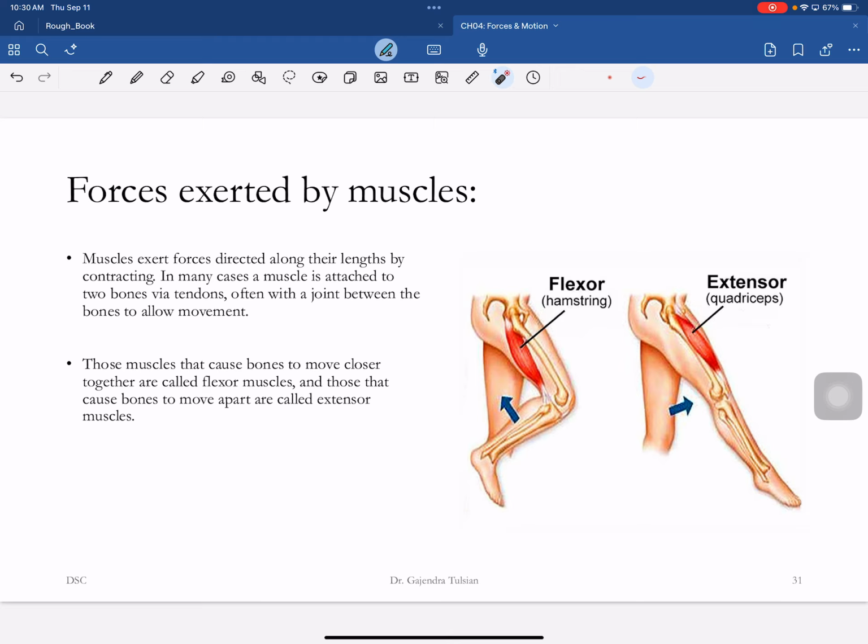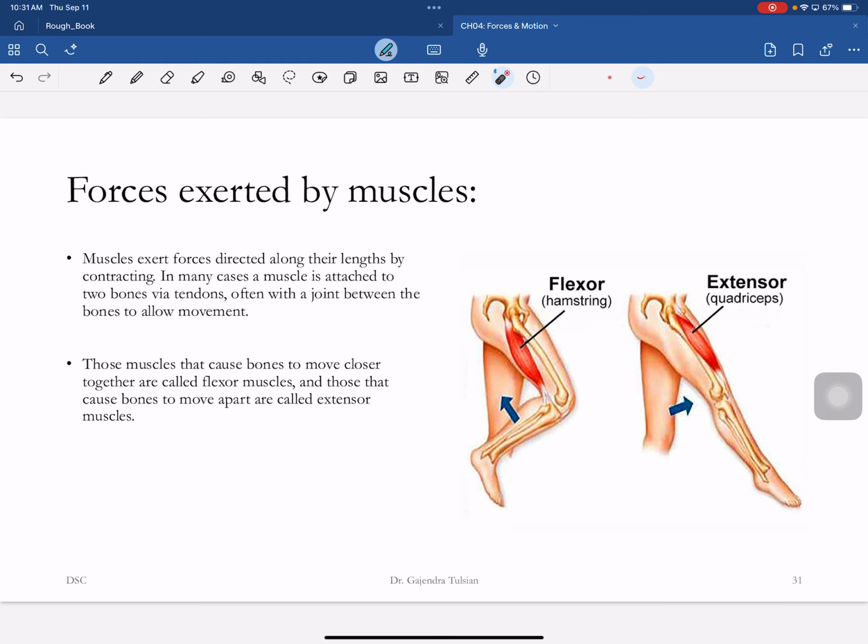So your muscles apply forces in your body. Okay? Muscles are what provide forces. And I don't know if you guys know this, muscles can only contract. So if you want a body part to move in two directions, you have two different muscles doing it.